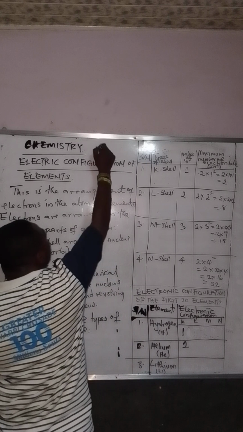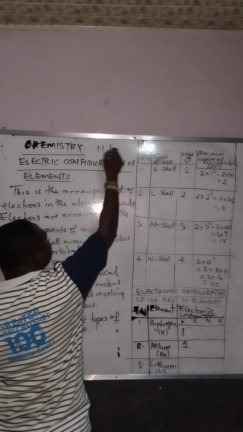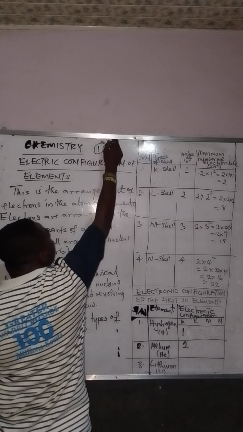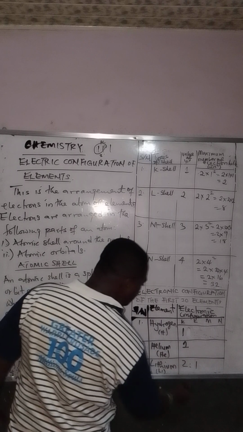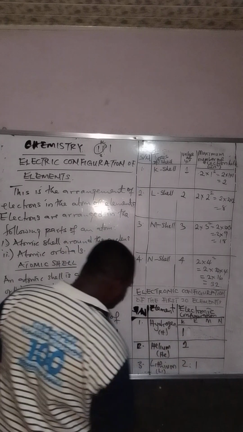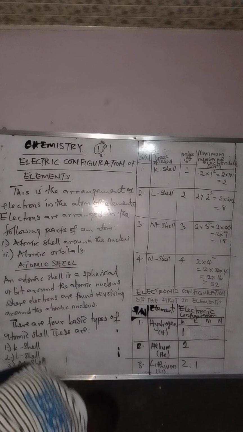If you have 3, 1, 2, 3. Now the rule says put 2 inside K, then you are left with 1. So that's 2:1. So 2 is in K shell, while 1 is in what? N shell. So let's come back here.